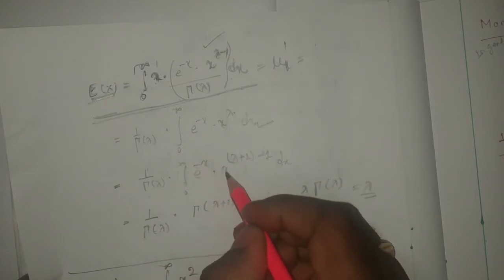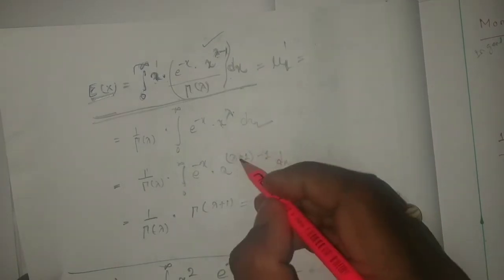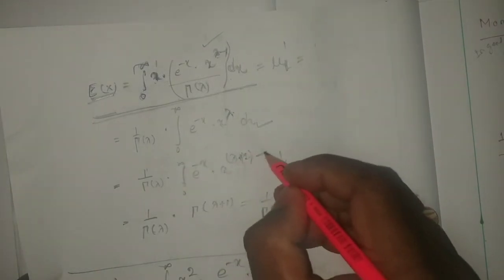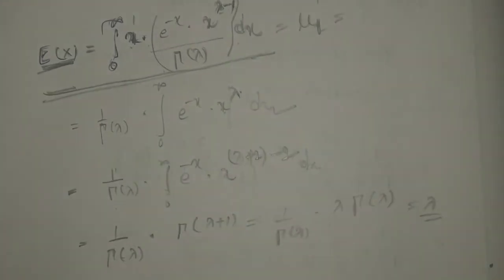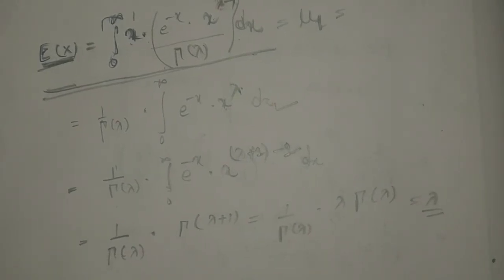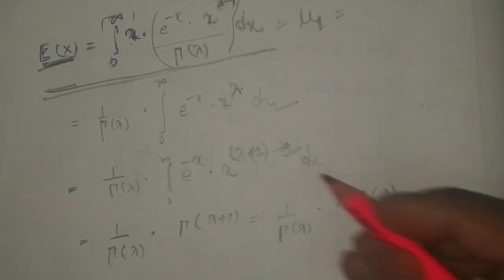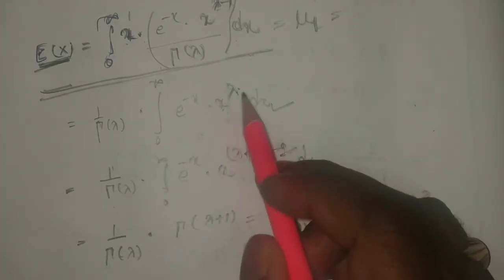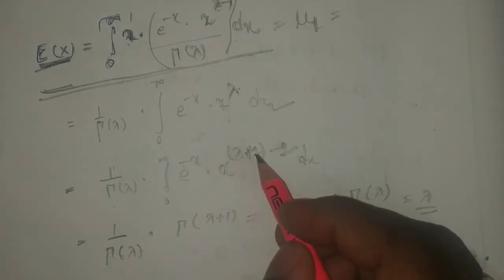to the power lambda. See here, x to the power lambda can be written as lambda plus 1 minus 1, no problem. Is it visible? It is visible, no problem. So this x to the power lambda can be written as x to the power lambda plus 1 minus 1 dx.